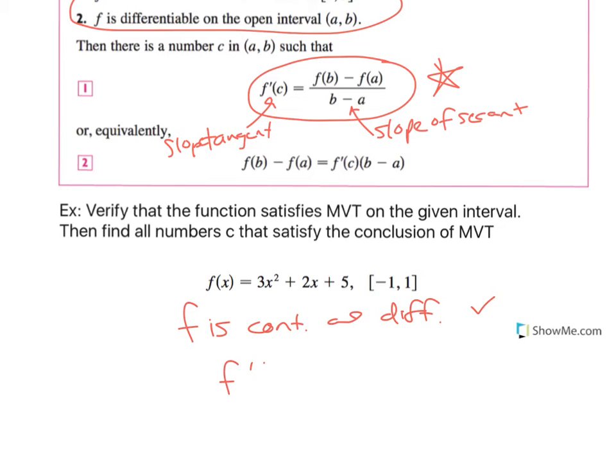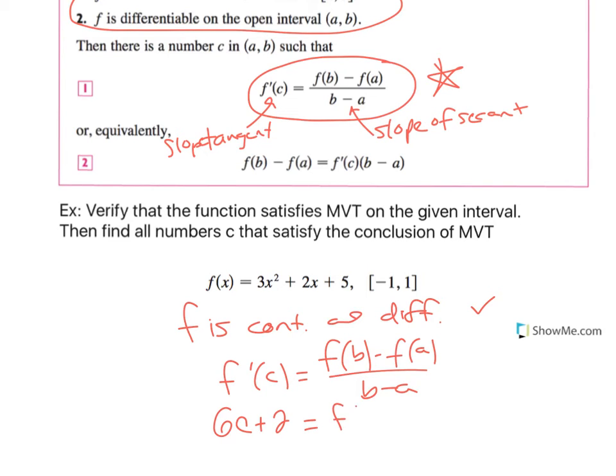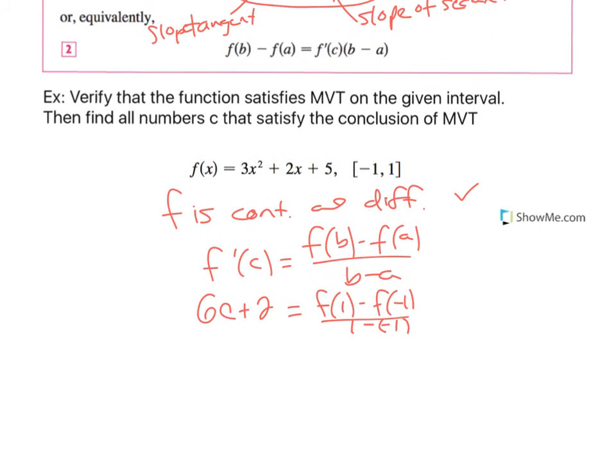And so if I apply this formula, the derivative of the left in terms of c, and it doesn't matter if you use c or x. Usually they're required to use c, but if I took the derivative, it ends up being 6c plus 2 equals, and then it'd be f of 1 minus f of negative 1 all over 1 minus a negative 1 on the bottom if I applied the average rate of change formula.